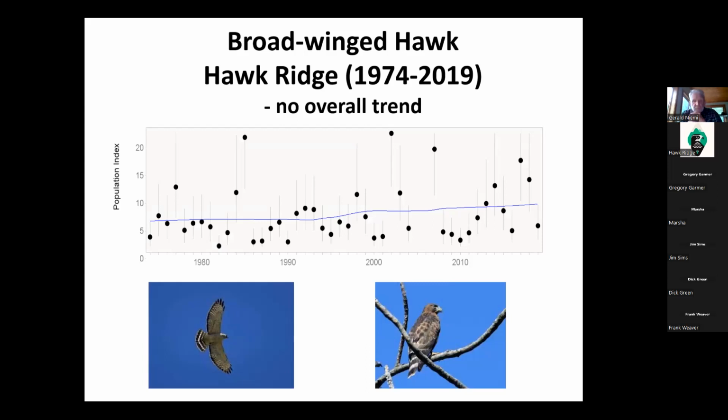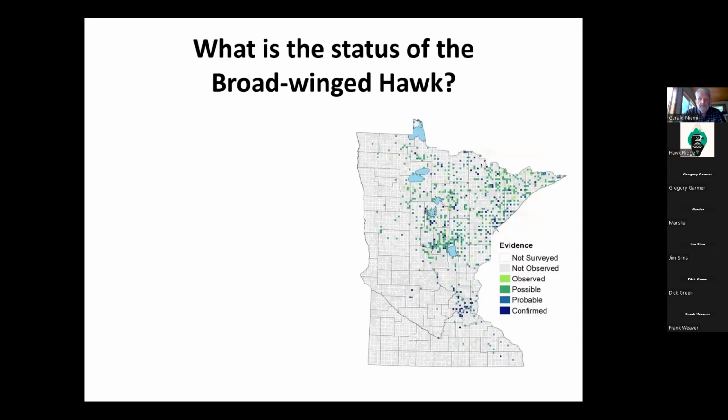I think this is the last one, the broad-winged hawk, the hawk that we count the most of at Hawk Ridge, showing no overall trend in results. But again, I would point out this high variability makes it very difficult to identify a trend in that species over that period of time. So I guess the best thing we could probably say is it is a stable population. Again, very widely distributed species in the state of Minnesota, shown here.